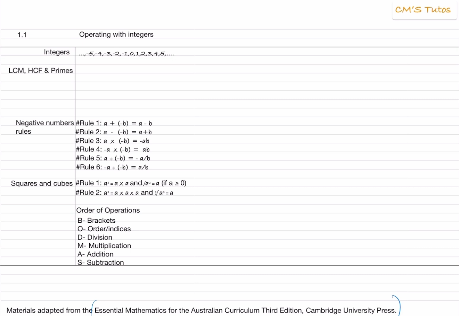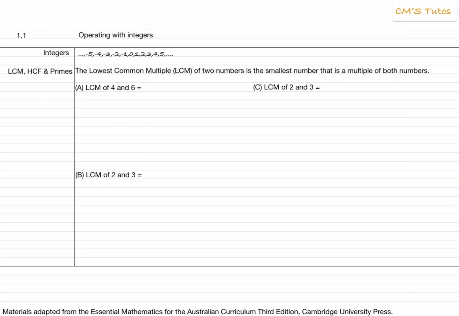In this video, I'll be focusing on the integers, the lowest common multiple, highest common factors and primes, the negative numbers and roots, squares and cubes, order of operations, and lastly, we will also be looking at the NAPLAN questions, specifically on operating with integers.